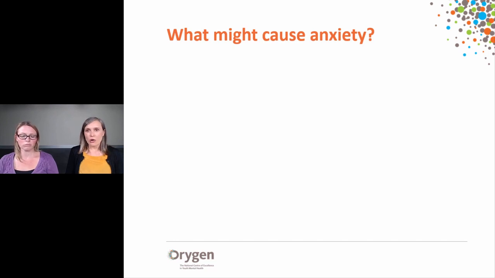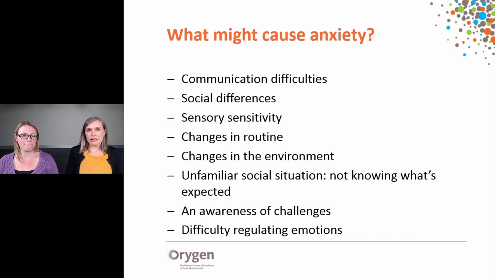So we'll have a think about what might cause anxiety. We know that, as Joe's already mentioned, communication difficulties are part and parcel of autism. And if we think about the difficulties that a young person with autism has in communicating with other people and with socialising with other people, it really leads to a lot of anticipatory anxiety about those experiences. So that's a big cause of anxiety for them.